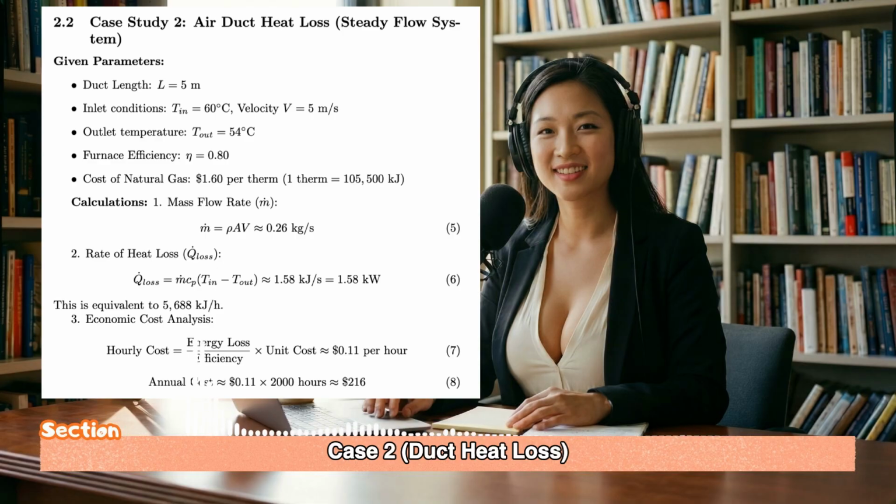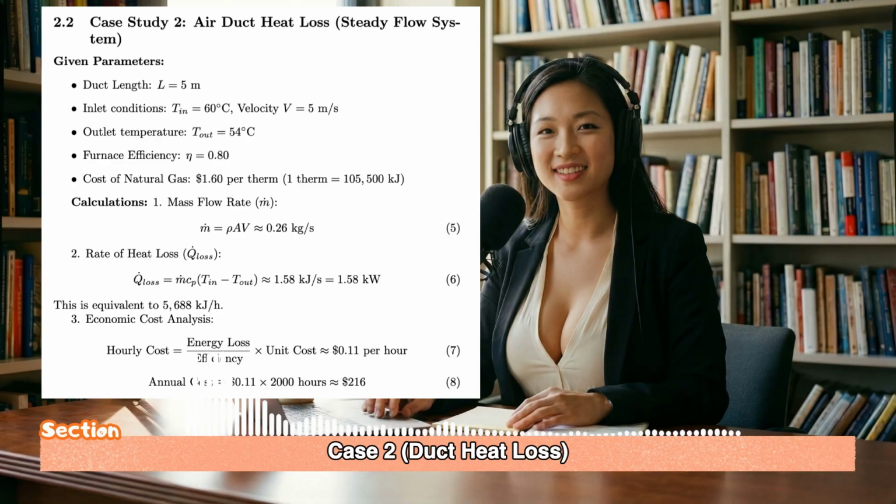Right. And we need to figure out the rate at which that energy is being lost. So since the air is flowing, we use the mass flow rate, m dot, as the critical parameter. Exactly. We first need the air density at the inlet temperature, which is about 1.046 kilograms per cubic meter. Then, given the duct geometry, we can calculate the cross-sectional area. And combining density, velocity, and area.